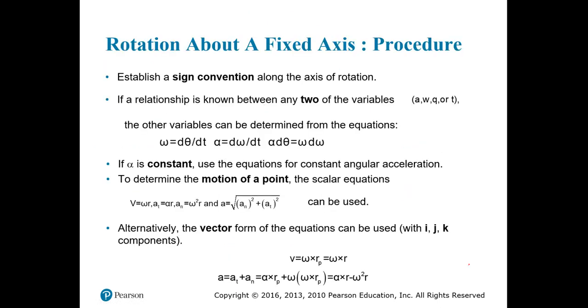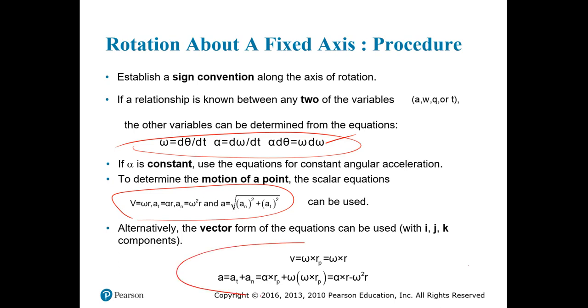All right, we need to establish a sign convention along the axis of rotation. If a relationship is known between any two of the variables, then we can use the equations that we learned before. As you know, angular velocity is the time derivative of the angular position, and so on and so forth. We can utilize those equations. If alpha, the angular acceleration, is constant, then we will be able to use the equations that were given before. We can also use the following equations in order to find the scalar forms of these values. And if you're given a vector form, then you can use the cross product equations that are given right here.